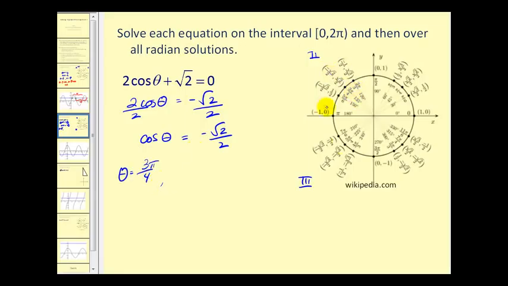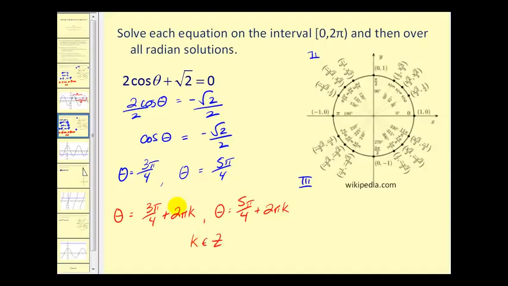And in the third quadrant, here's the cosine value of negative square root 2 over 2, which is 5 pi over 4 radians. And again, to find all radian solutions, we'll just have to add multiples of 2 pi radians to both of these. So to solve these types of equations with sine and cosine, the unit circle comes in very handy. Let's take a look at this one graphically as well.